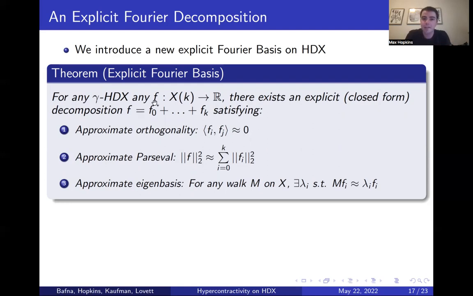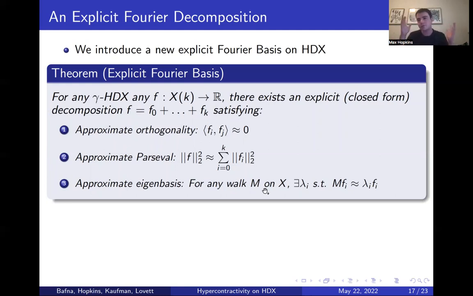We prove that if you have a function on k-sets of an HDX, then there's an explicit closed-form decomposition, again into levels, just like on the hypercube, f0 through fk, corresponding to the degree-i contributions, that satisfy the 3 following nice properties. These fi, fj are approximately orthogonal. They approximately satisfy something called Parseval's inequality, or equality I guess here, which is basically just that you can move between the 2-norm of f and the 2-norm of the decomposition. And furthermore, these f actually give an approximate eigenbasis of corresponding random walks. So this was the same thing we needed to use to move from Bonami to small set expansion on the hypercube for any associated random walk M.